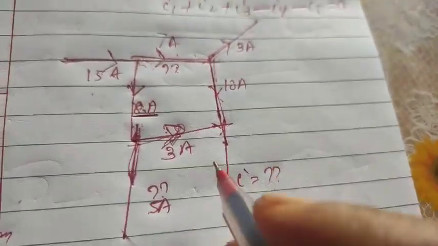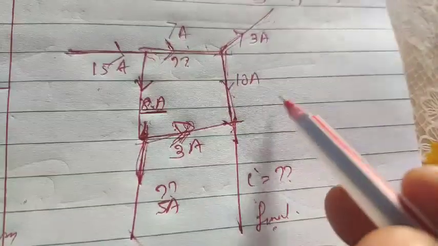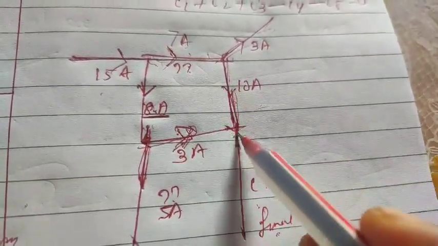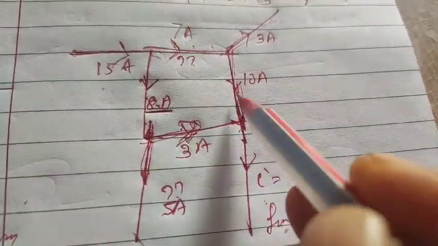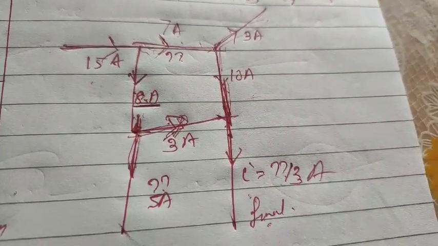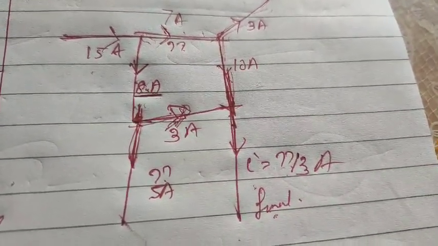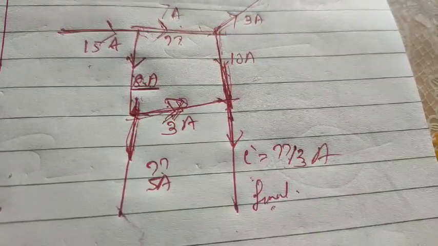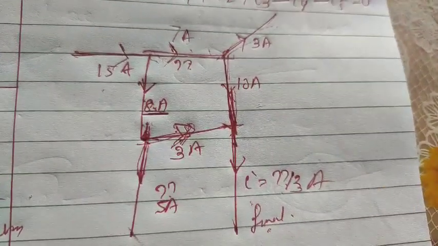Got it? Okay. Now, seeing the situation, student, 10, right? Here is 10. Here we are getting 3 and directly getting 10. How much is there? 13 ampere. Got it? So this is the part which you have to understand.